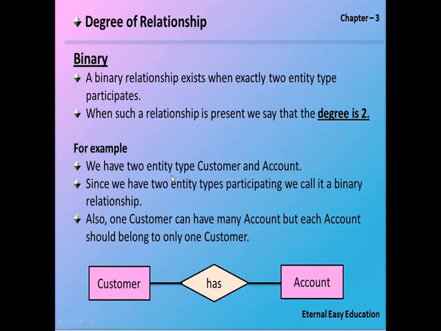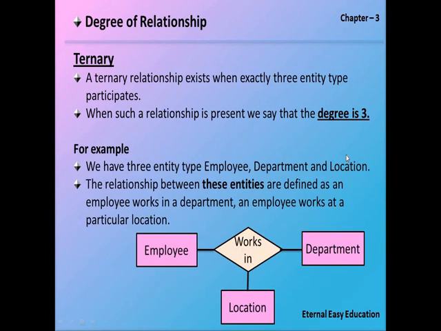Next, binary, degree 2. It's normal, what we have learned so far. A customer and an account, and there is a link between the customer and the account. So this is degree of 2. The degree of relationship is 2 because of two tables or entities. Next, degree 3. We have three entity types: employee, department and location. This employee works in this department in this location. Here three tables are interlinked, then the degree of relationship is 3.